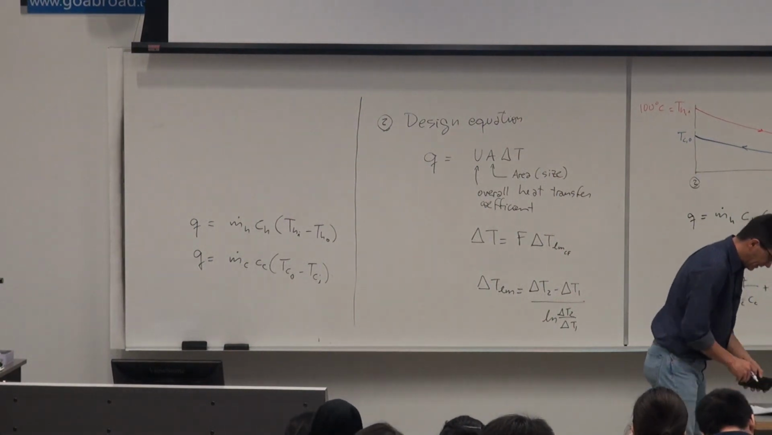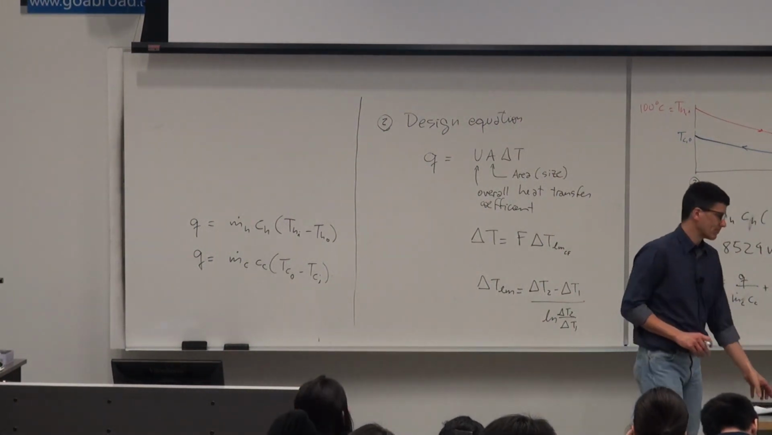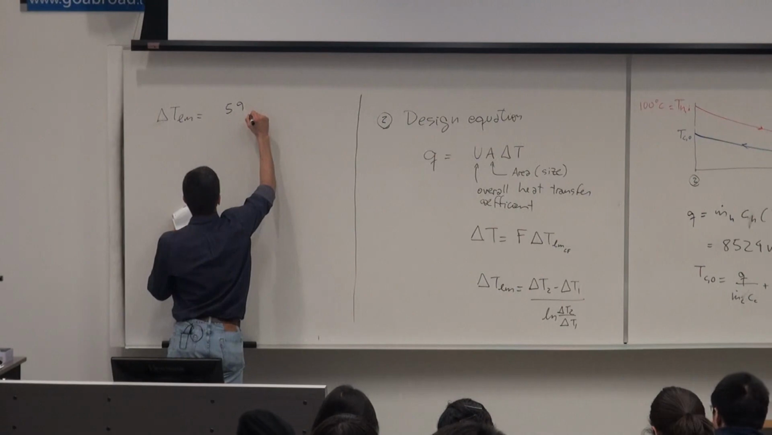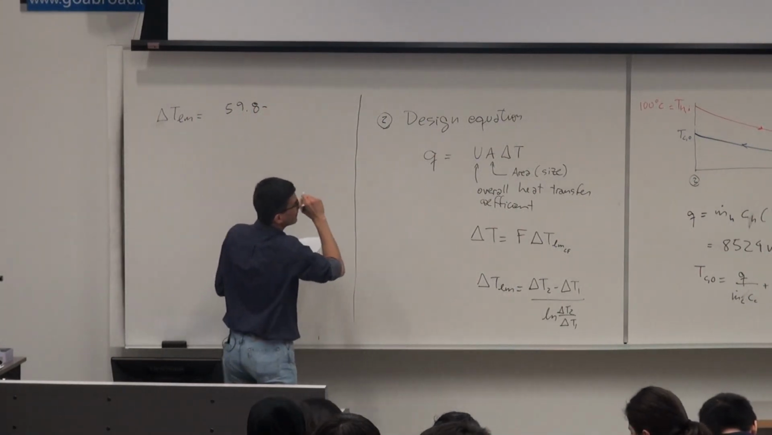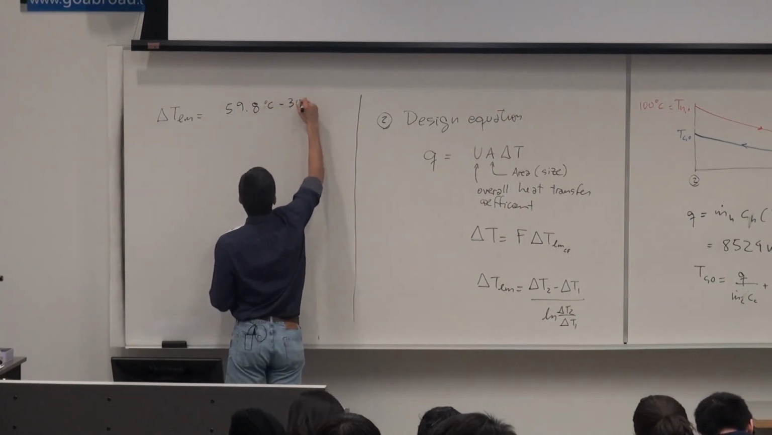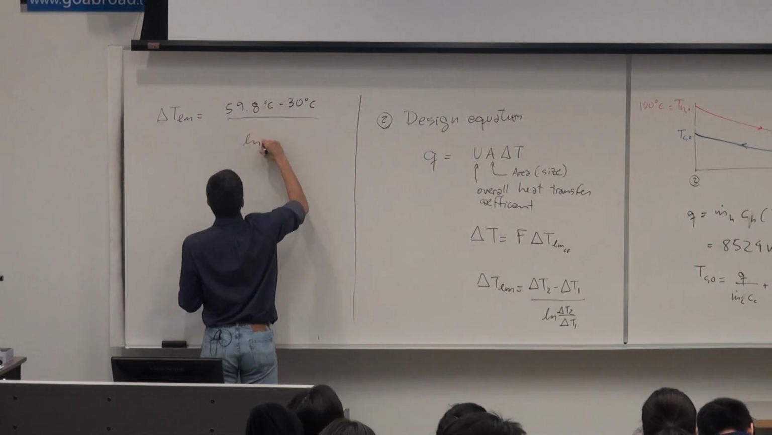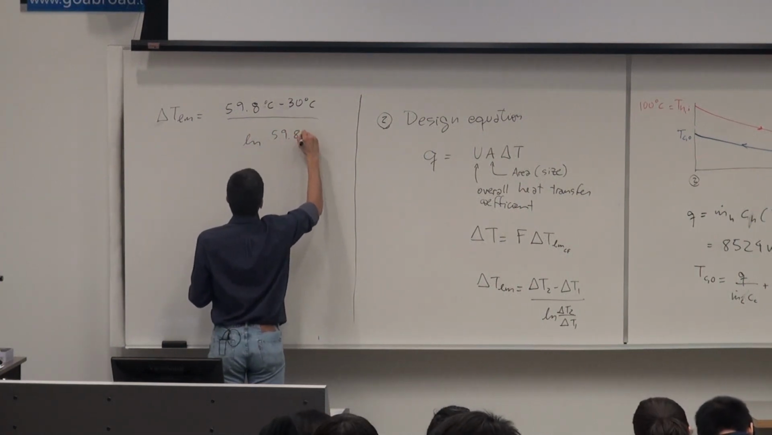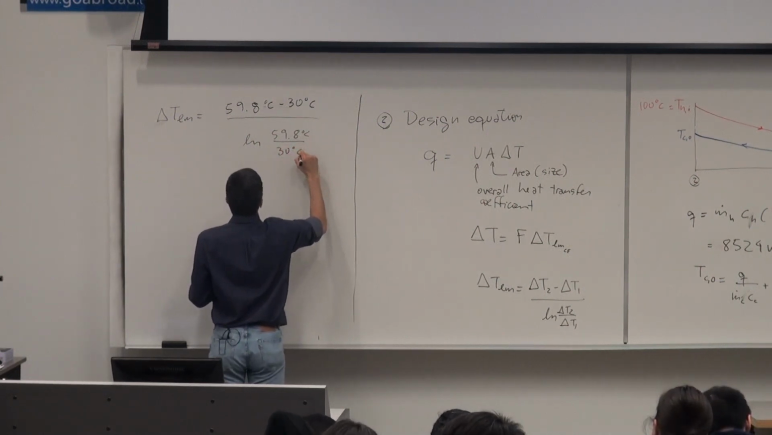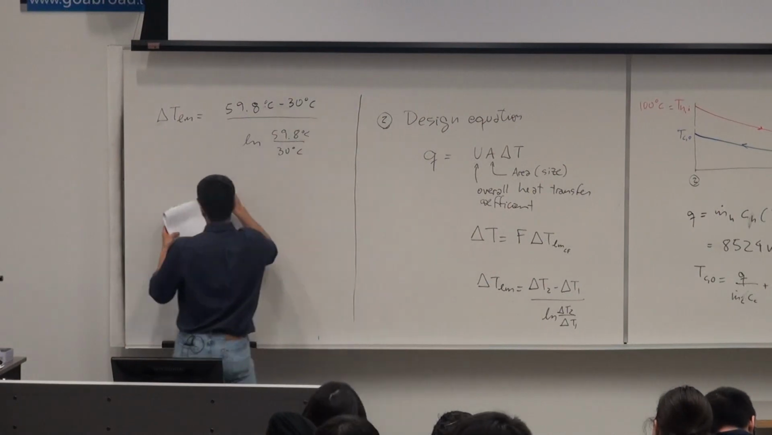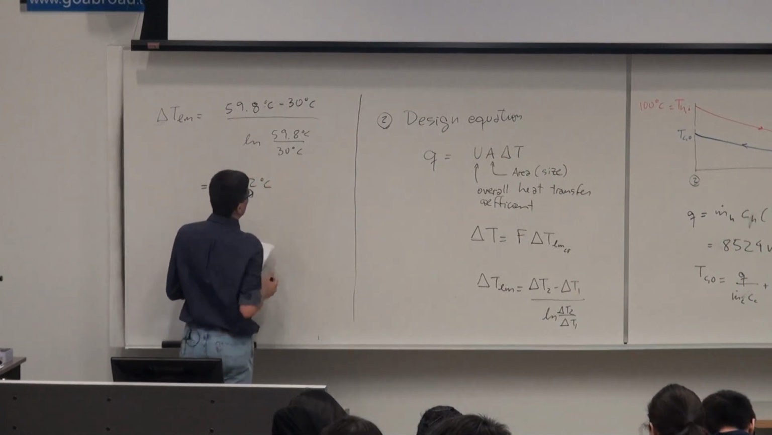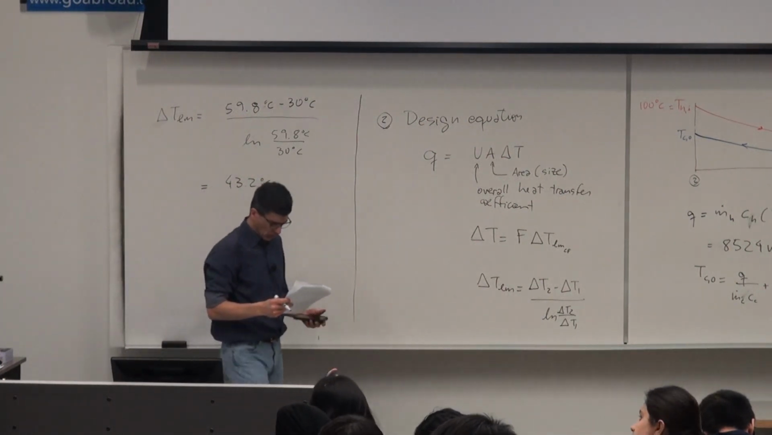Okay, question number 3. The question number 3 is, what is the delta T log mean? So in this case, we would have the delta T2 is 59.8. Delta T1 is 30 degrees. Let's put the C's here. Over the log of 59.8. Right, and this is going to give us 43.2 degrees C. Right? Cool.